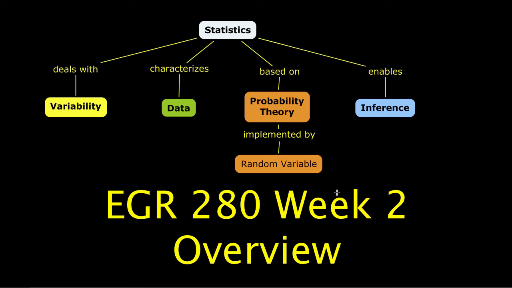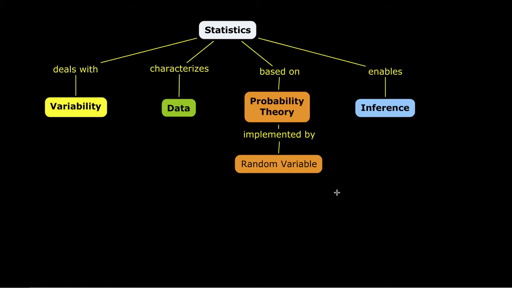Hello and welcome to this video, which provides an overview of the material covered in Week 2 of EGR 280. In this week, we will learn the necessary information about random variables to support subsequent topics. To do so, we will cover two important random variables. The first is the binomial random variable, the second is the normal random variable.